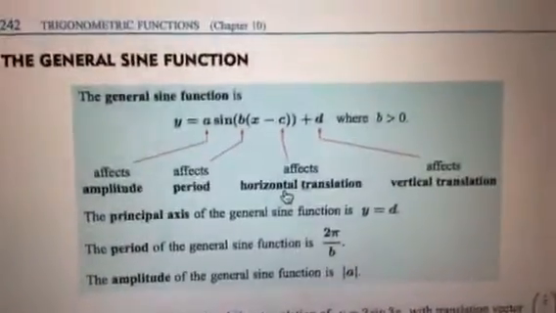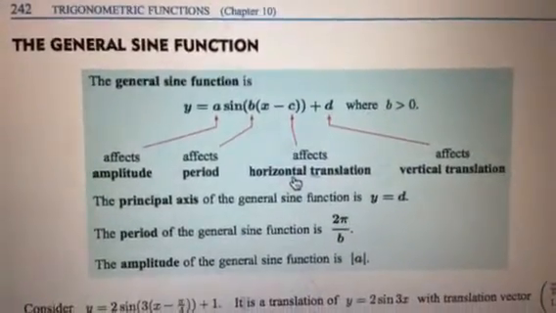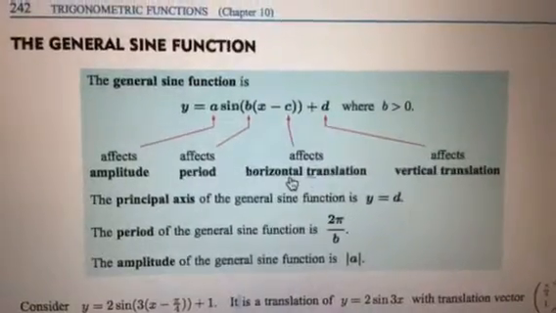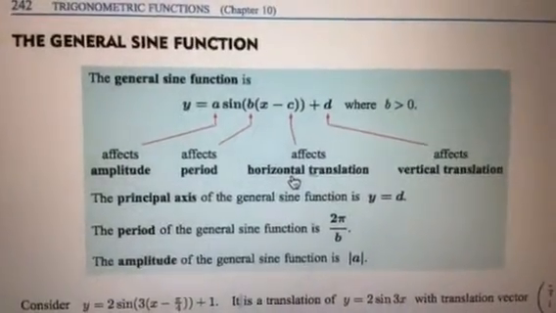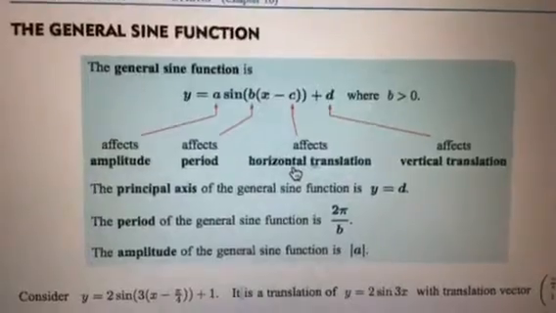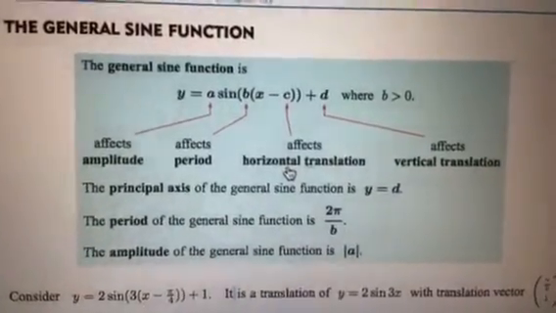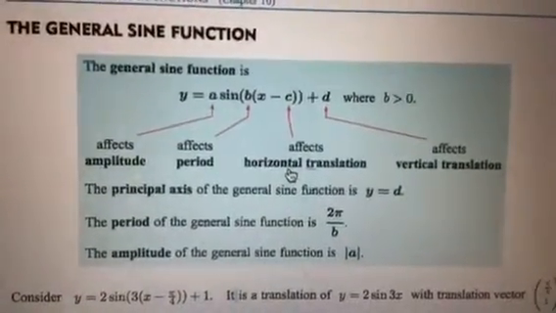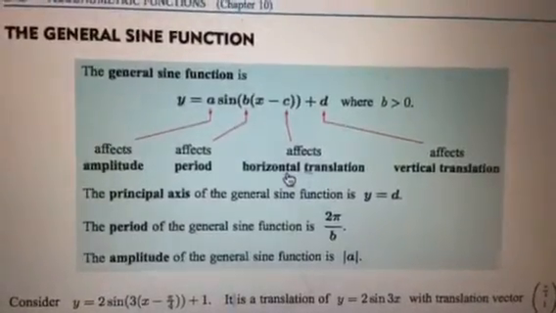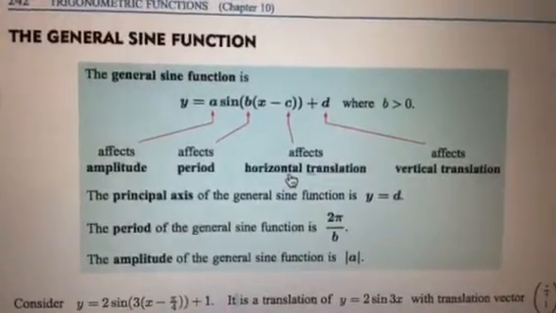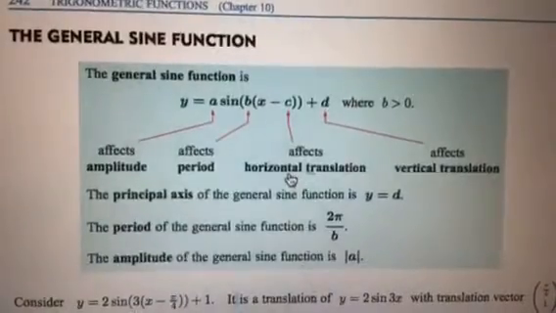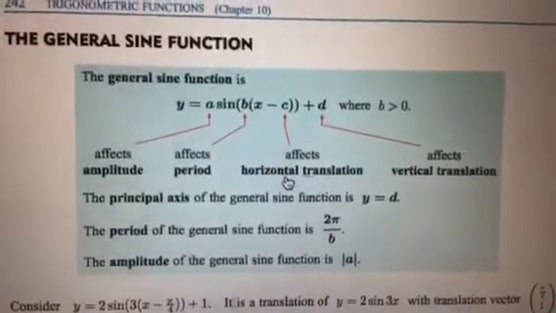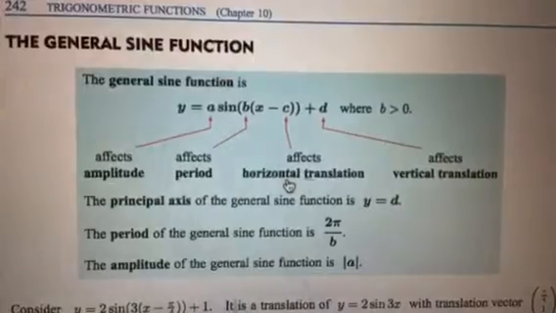Alright, so this is a video on topic 10, graphing sine and cosine functions. In order to understand how we can graph the functions, we have to understand the general sine function. So we have a few values here: a, b, c, and d. A affects the amplitude of the curve, b affects the period or length of the curve, we'll go into that later, c affects the horizontal translation, and d affects the vertical translation.